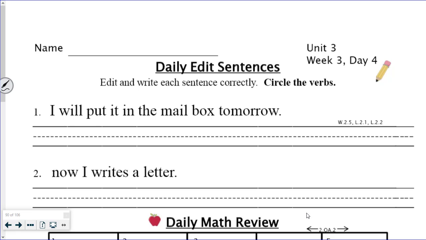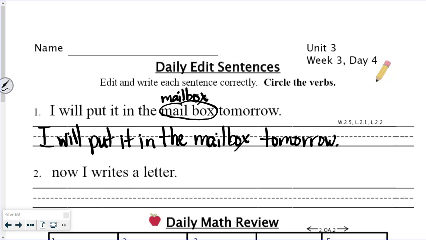Okay, here we go. So let's see. I will put it in the mailbox tomorrow. Let's see. I will put it in the mailbox. Mailbox is a compound word. Tomorrow. Okay, I think that's it for that one. Alright, I'm going to rewrite it nice and neat. Alright, we got number 1 looking good.